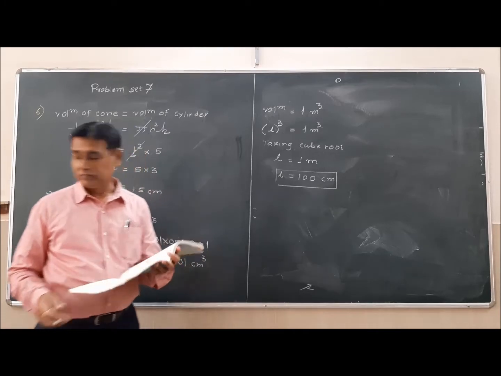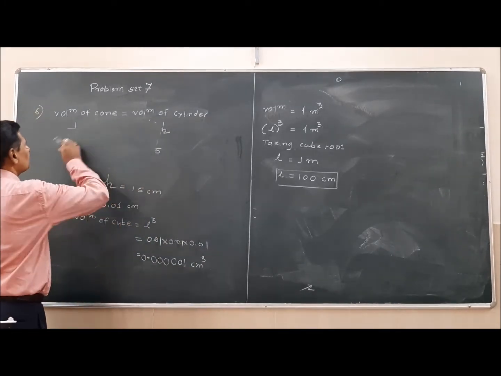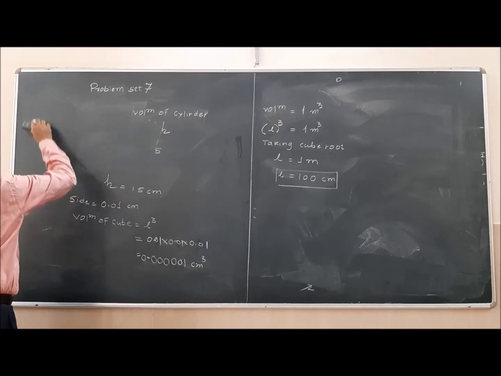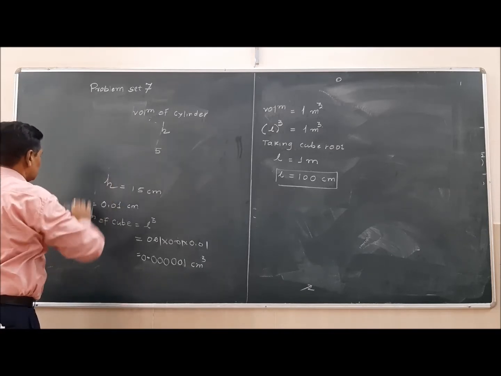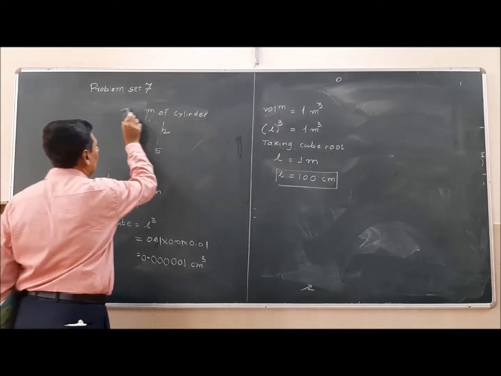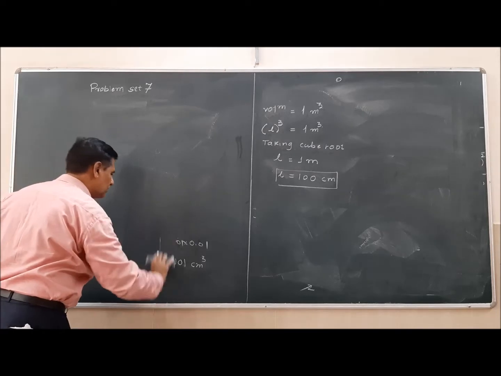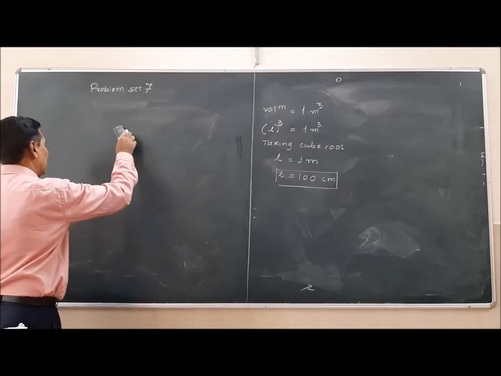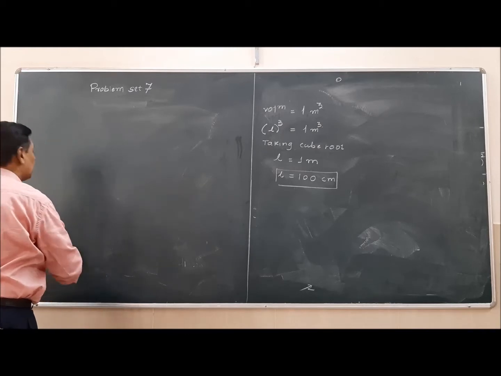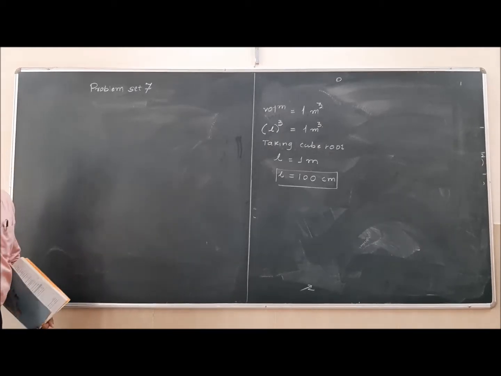Now let's do question number 2. In the question number 2, they have given us volume of a bucket. We have to calculate volume of a bucket. Bucket is in the form of frustum. So let's use the formula of frustum to get the volume of bucket, and we have to find the capacity of the bucket. And you all know capacity of the bucket is in liters.